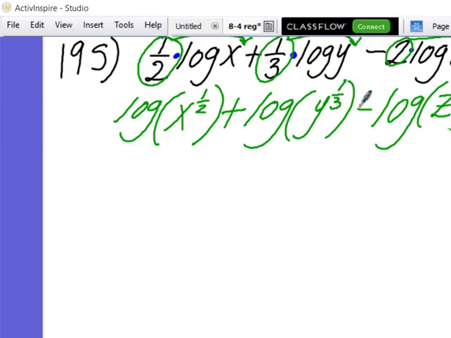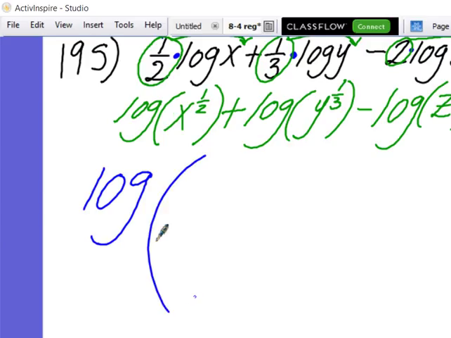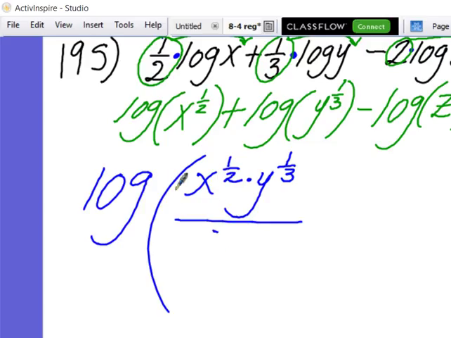So now from here I'd say, okay, I can combine these using properties of logs. When you add, you multiply. When you subtract, then you divide. So because they're all base 10, we can write it as one log. We're going to use our parentheses. X to the 1/2 goes on top, because it's positive. Now it's plus, so this also is going to be multiplied on top. And now we're subtracting log to base 10 of z squared. So when you subtract, then you divide. So that z squared is going to come on bottom.